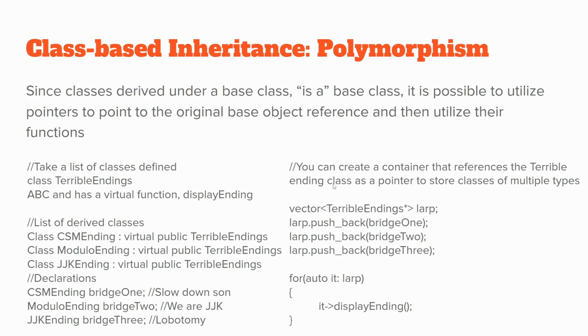In this example, we've used upcasting to declare a vector, and then we can push back all of these variables since they are a type of Terrible Endings. Then we can say for each element within our container, we can call display ending because all of them have this virtual function that is already declared. Just remember when using polymorphism, you need to make sure that all the classes are of the base class and that you correctly upcast it by using the Terrible Endings pointer.